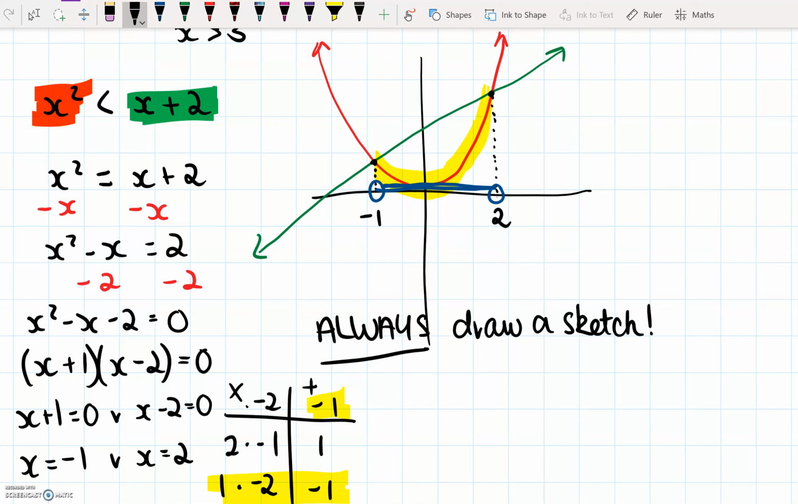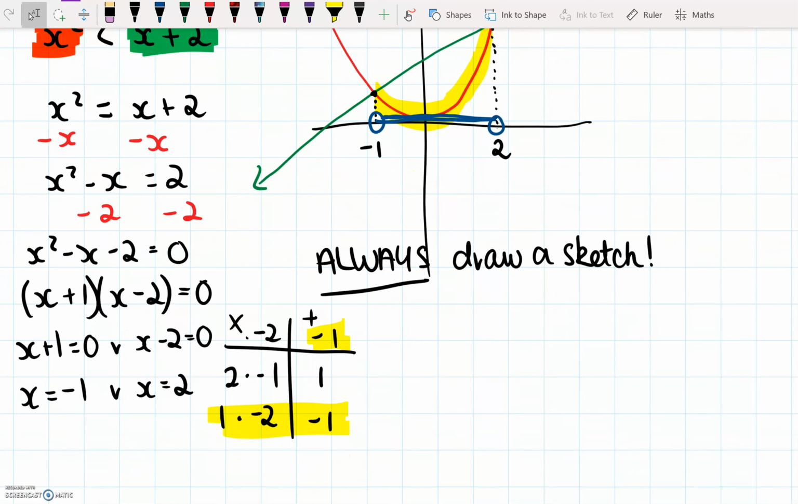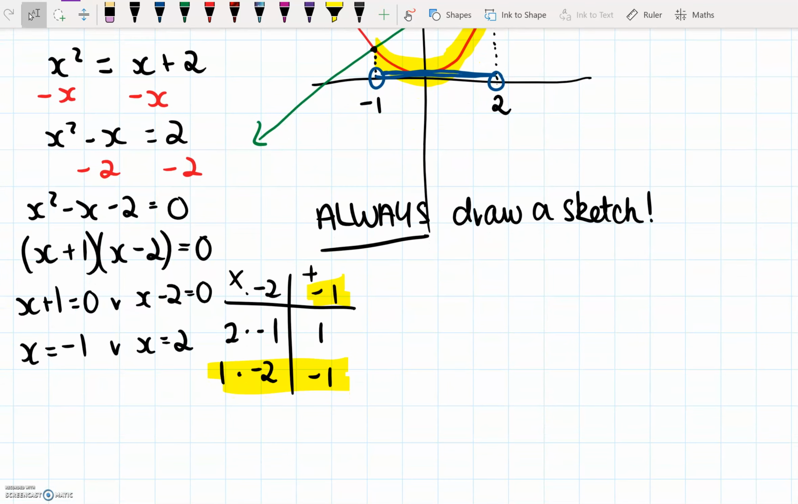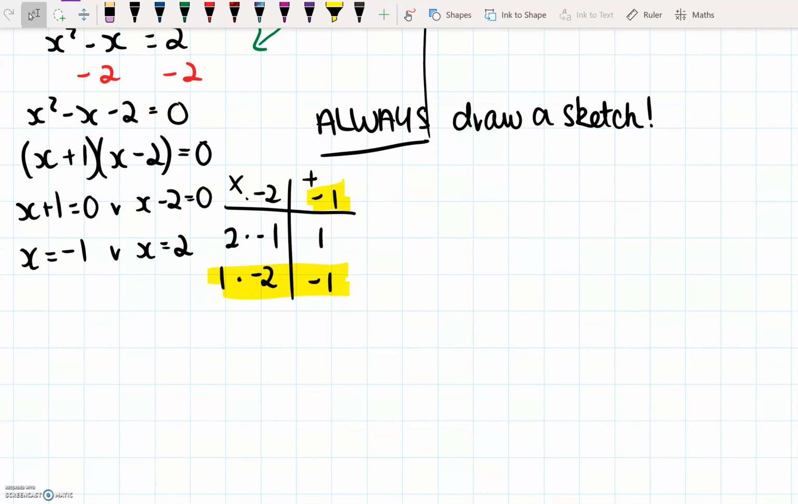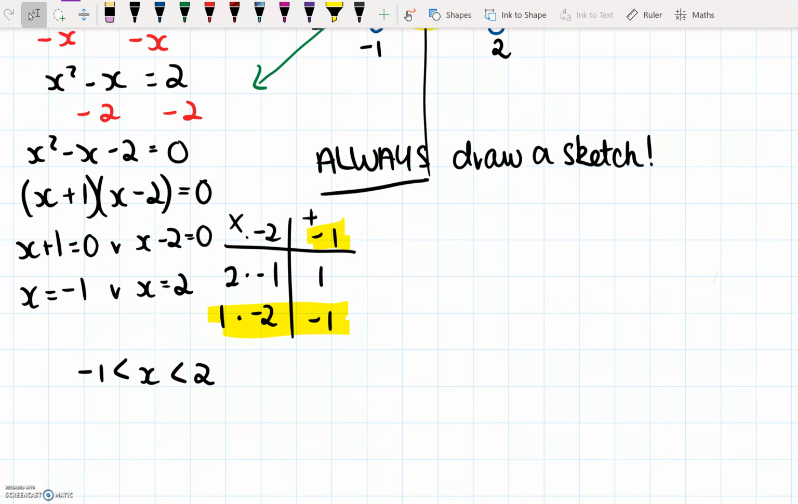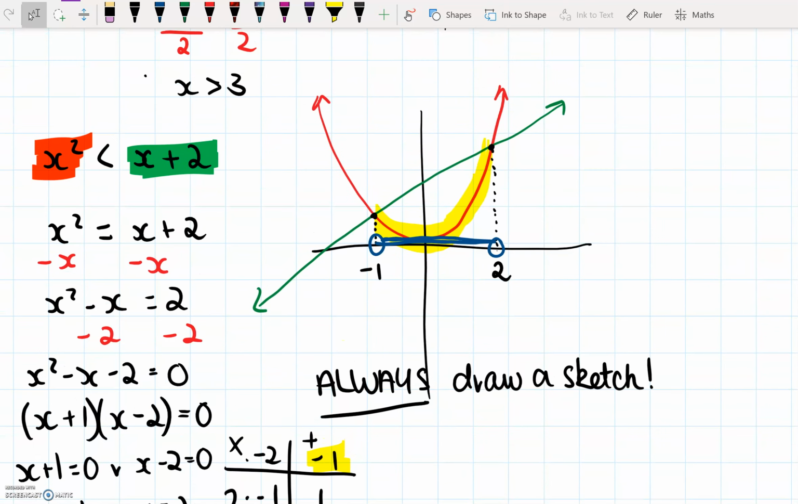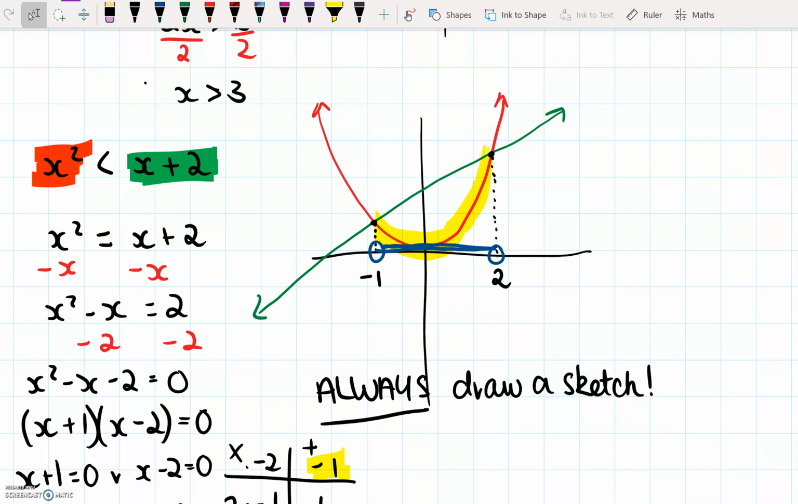Okay, so we have our sketch, we have our calculations, we've worked everything out. We've even said that we know it's in between minus 1 and 2. So all we need to do now is just finish it off. So we have minus 1 is less than x, which is less than 2. And we're finished. Okay, and that's it. This is how we solve a quadratic inequality.